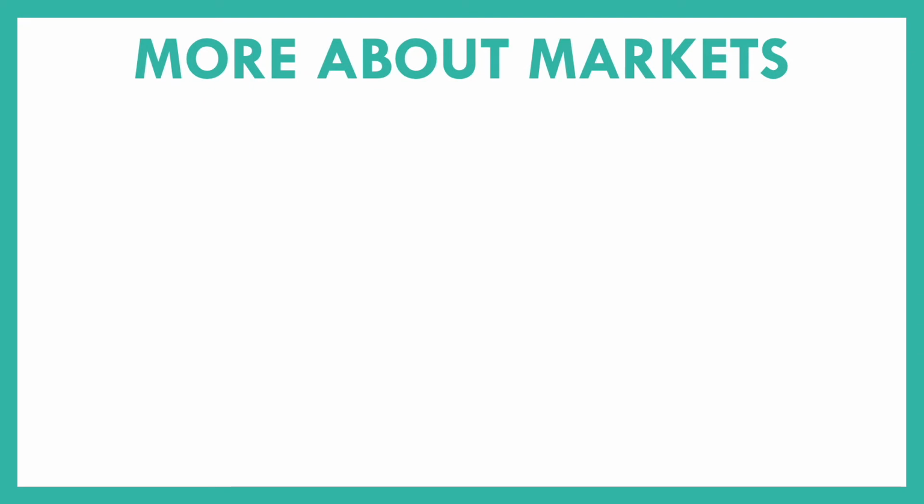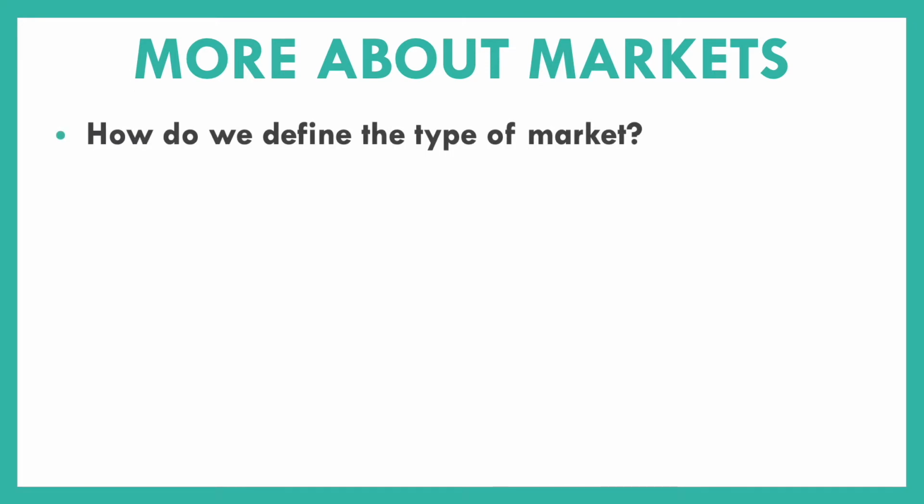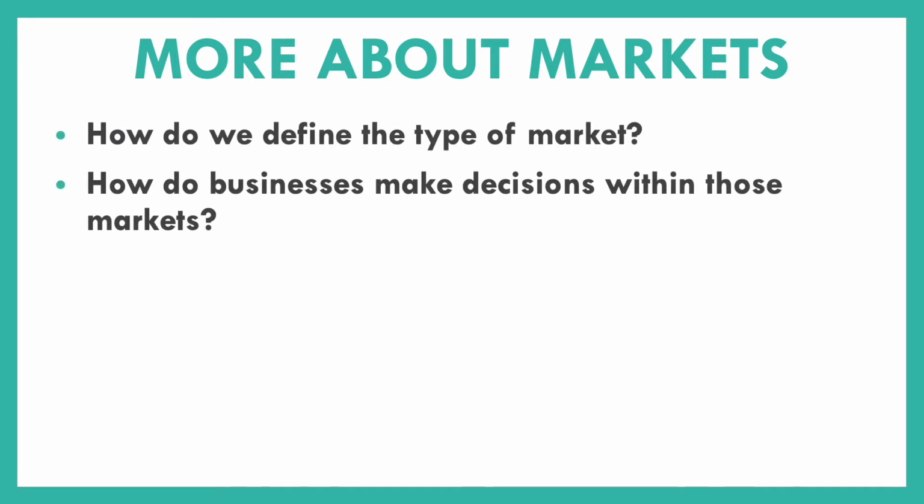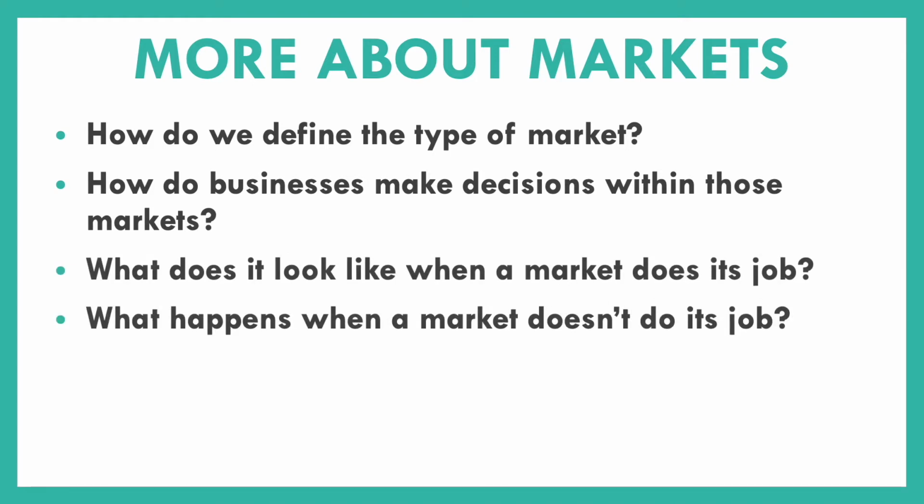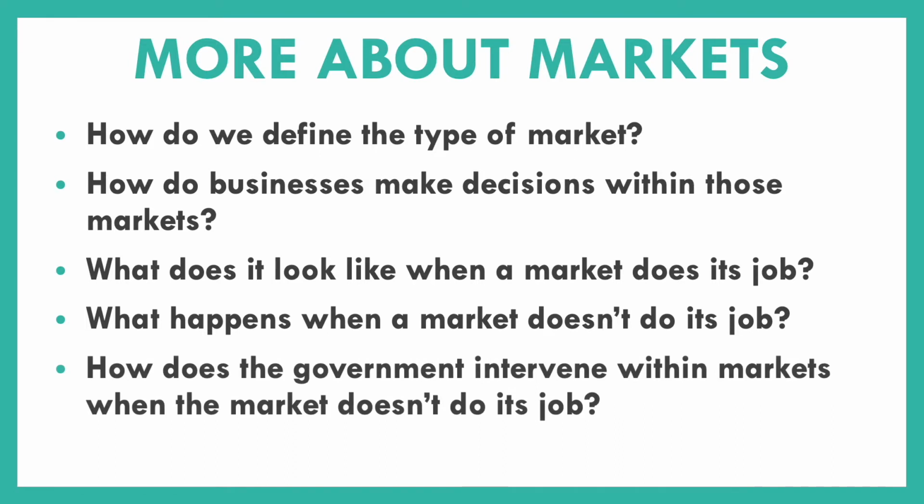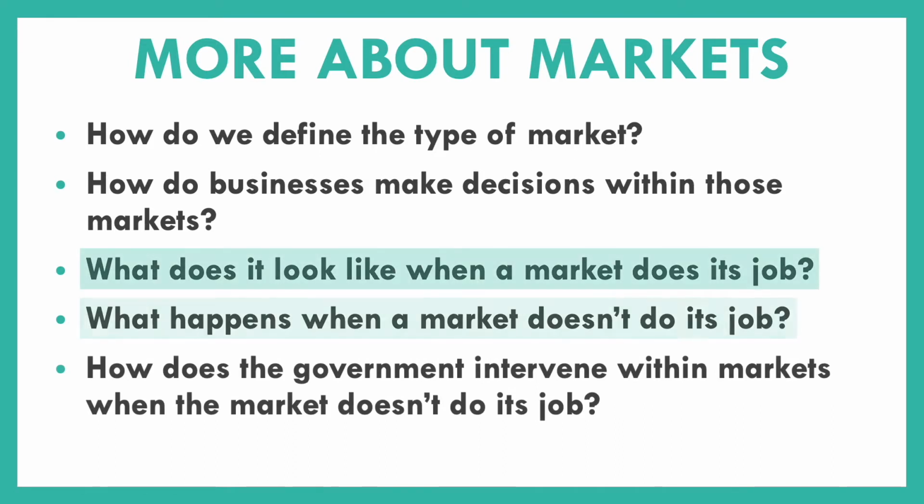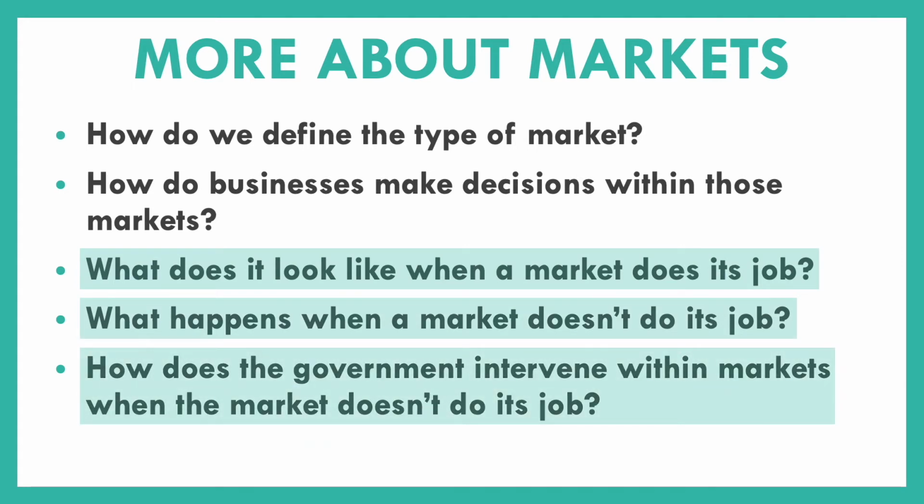So wrapping up in Unit 3, I want to come back to those questions we had talked about early on in the unit. How do we define markets? How do businesses make decisions within those markets? We also asked, what does it look like when a market does its job? What happens when a market doesn't do its job? And then how does the government intervene whenever the market doesn't do its job? And we're really going to focus on these last three questions today.